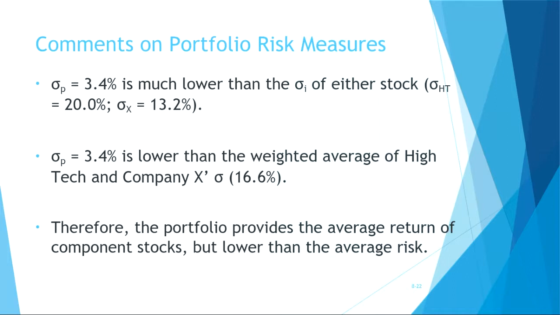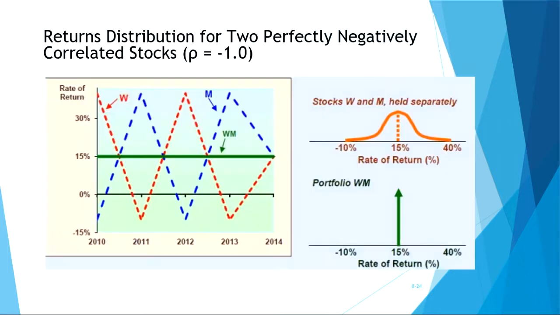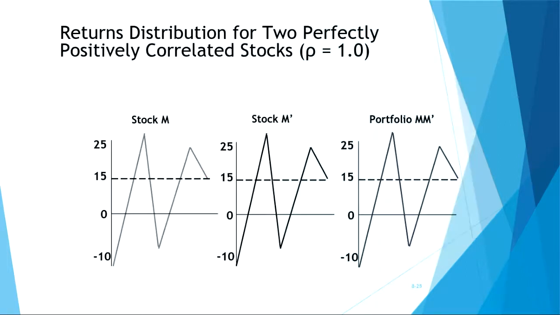Well, yes, because of diversification, but let's assume that... okay, let me show you. Assume that we have two stocks, right? Stock M and stock M prime, two different stocks, but they are perfectly positively correlated.